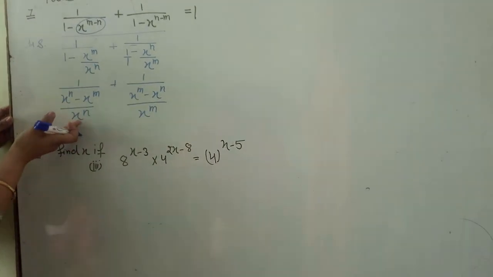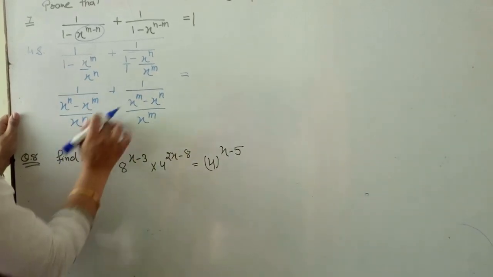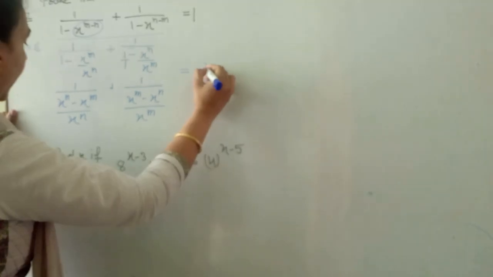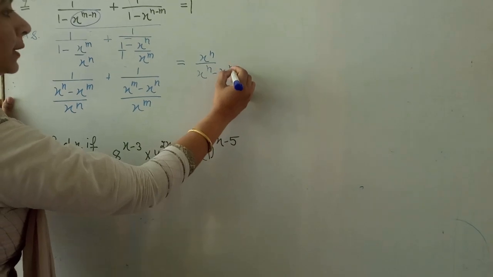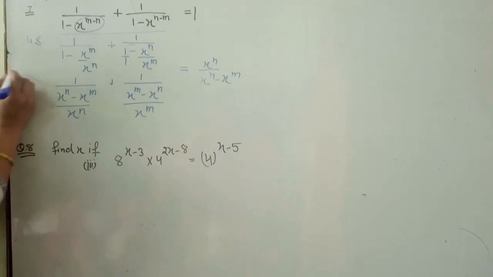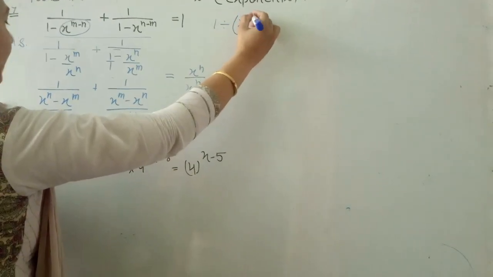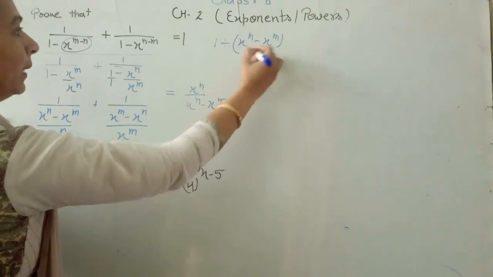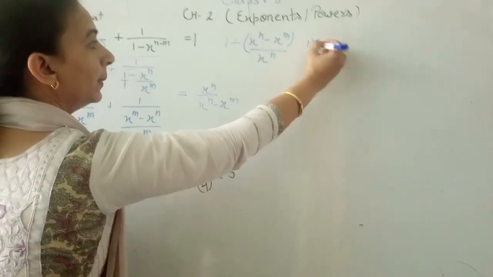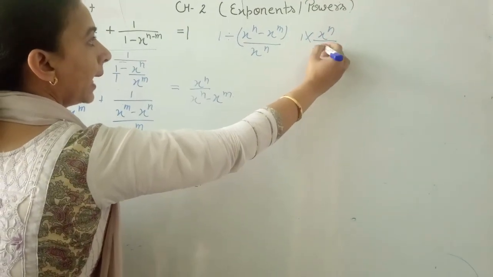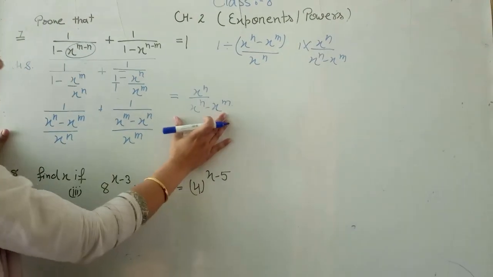This is in a denominator form, and this equals, we can write this complete, x raised to the power n in a numerator, x raised to the power n by x raised to the power n minus x raised to the power m. Friend, this is in this form: 1 divided by x raised to the power n minus x raised to the power m by x raised to the power n, and we can write this as 1 multiplied by x raised to the power n by x^n minus x^m. We have to solve it from this type, so we can write this.